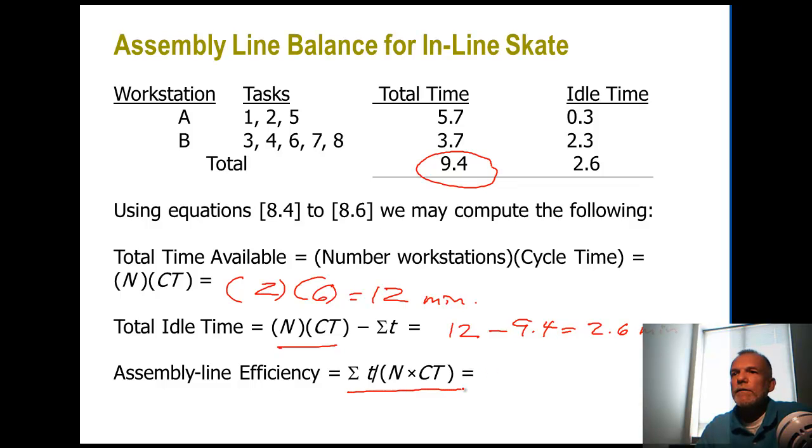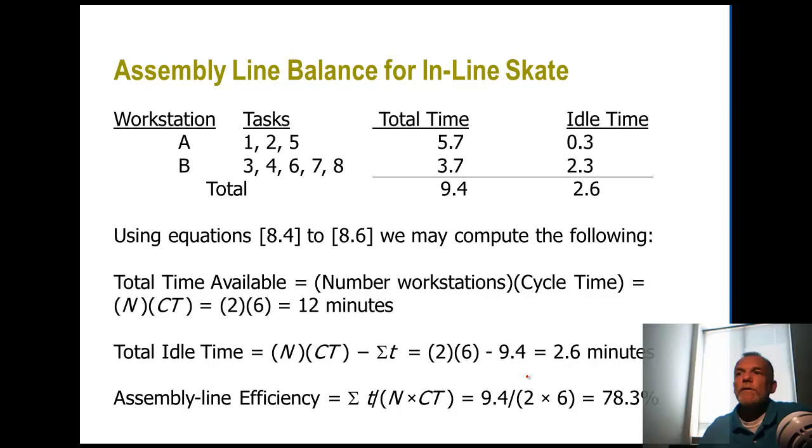And assembly line efficiency is the summation of the times divided by N times the cycle time, the total time available. The summation of the times is 9.4 minutes, and N times CT is 12 minutes. Minutes divided by minutes, we'll be left with 78.3% assembly line efficiency. You can again see the answers summarized here. That's it. See you next time.